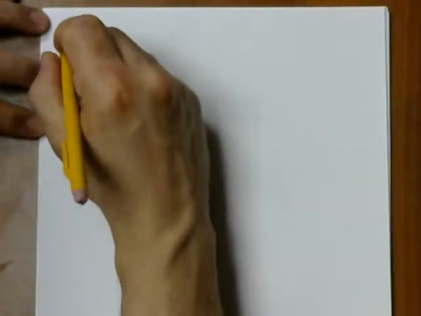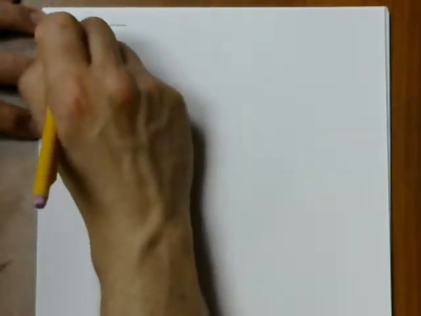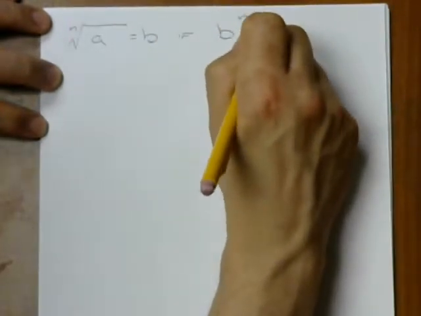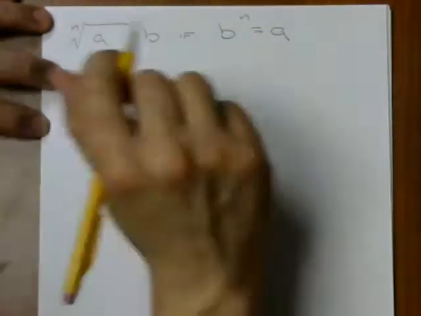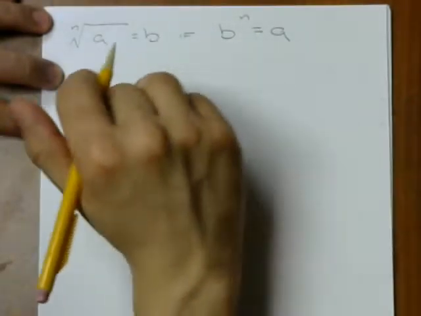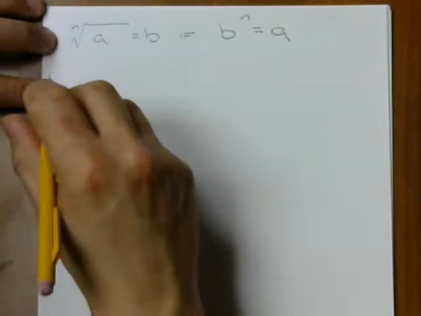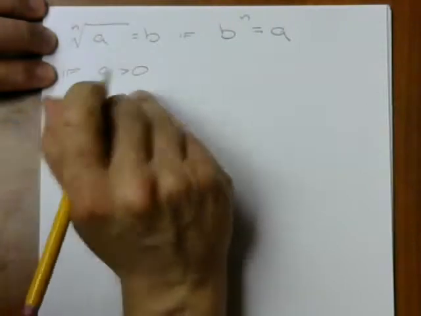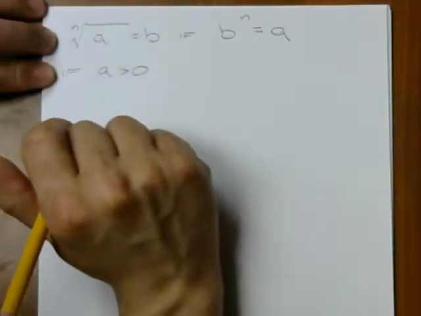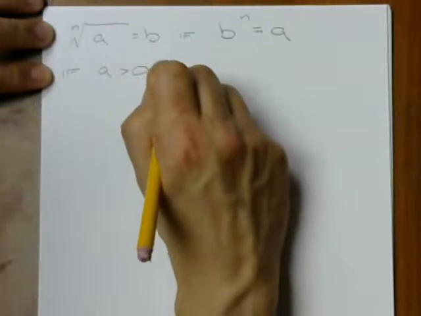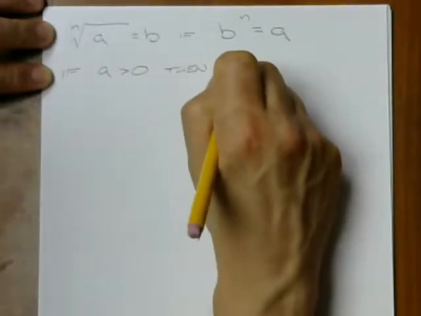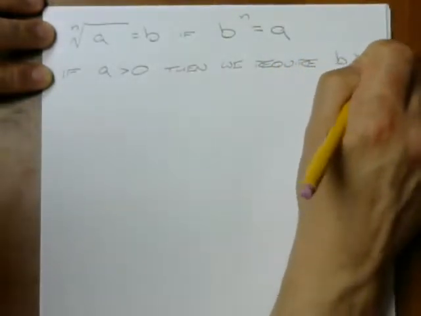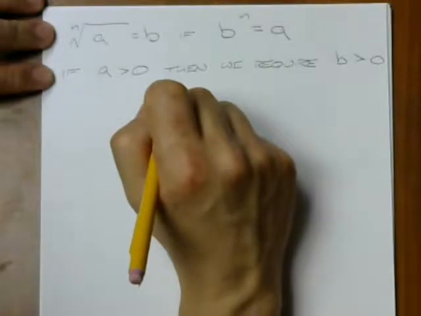What would we get? We can define the principal nth root of a to be b if b to the n is equal to a. But we do have to be a little careful when it comes to signs again, positives and negatives. So what do I mean by that? Well, if a is strictly greater than 0, then we're also going to require b to be bigger than 0, just like we did before.